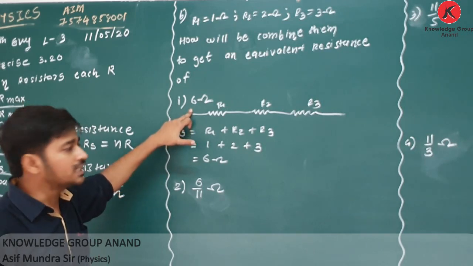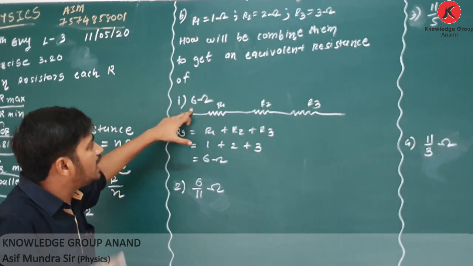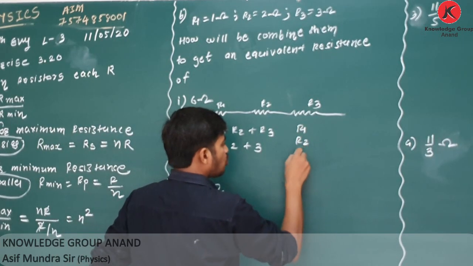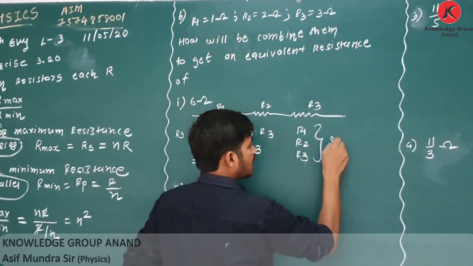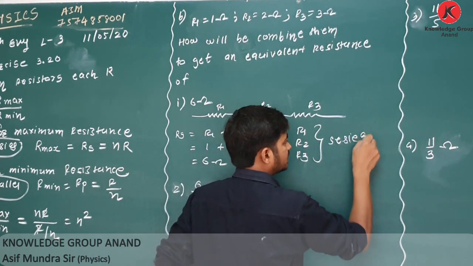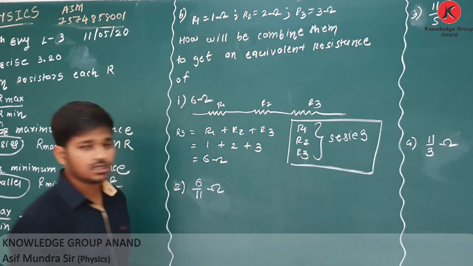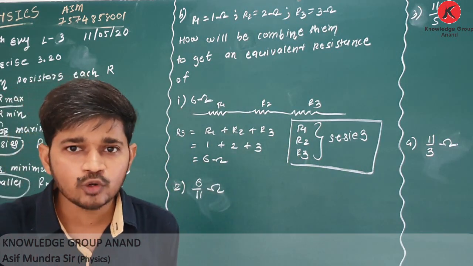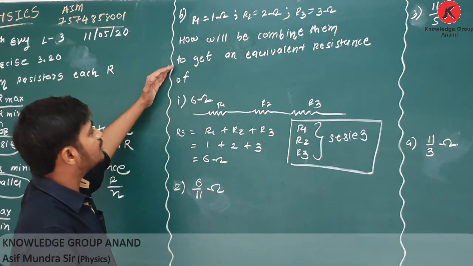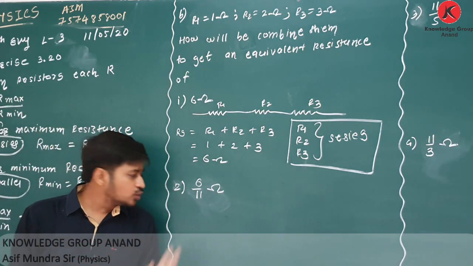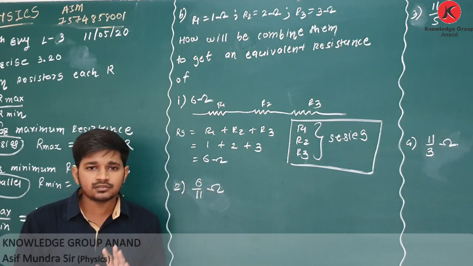It means to get an equivalent resistance of 6 ohm, R1, R2 and R3 are connected in series connection. Clear about this? So that is your question: how will we combine them to get this? Now the second question. How will you combine them to get an equivalent of 6 upon 11?